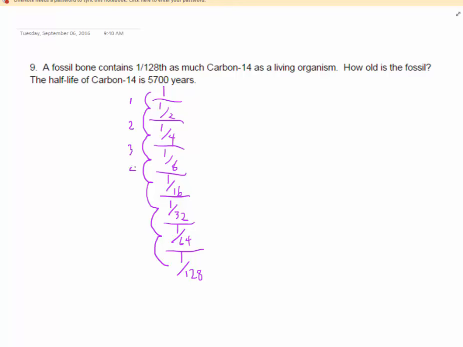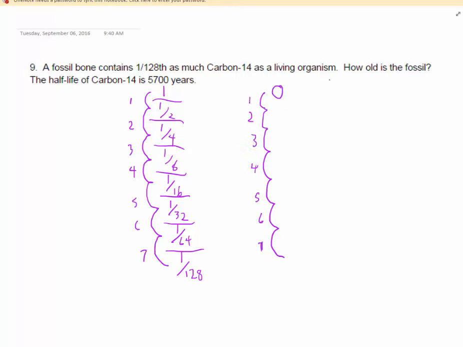2, 3, 4, 5, 6, 7. So all you're seeing here in fractions is just the mass getting cut in half and half and half and half and half again. And now for the time, you can see we just go through those 7 half-lives with our 5,700 years. So 1, 2, 3, 4, 5, 6, 7. Oops, 7, 6, 5, 4, 3, 2, 1.